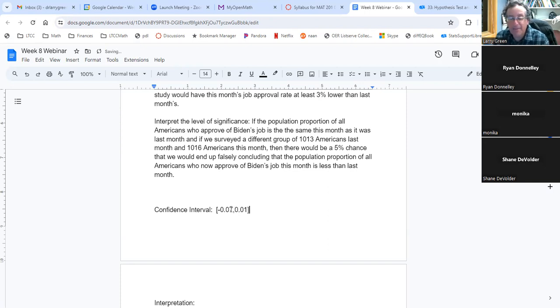And again, on the computer homework, do whatever it tells you. If it says four decimals, go four decimals. So always pay attention to what it tells you.